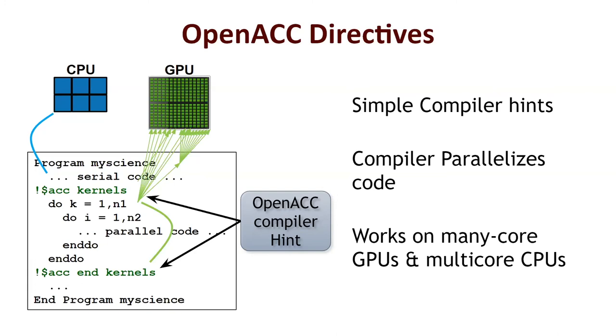So OpenACC directives, as I mentioned, are very similar to OpenMP. It helps you do multi-threading, but here the multi-threading is done on GPUs instead of CPUs. For OpenMP, all the multi-threading will be done on CPUs automatically for you with a compiler.